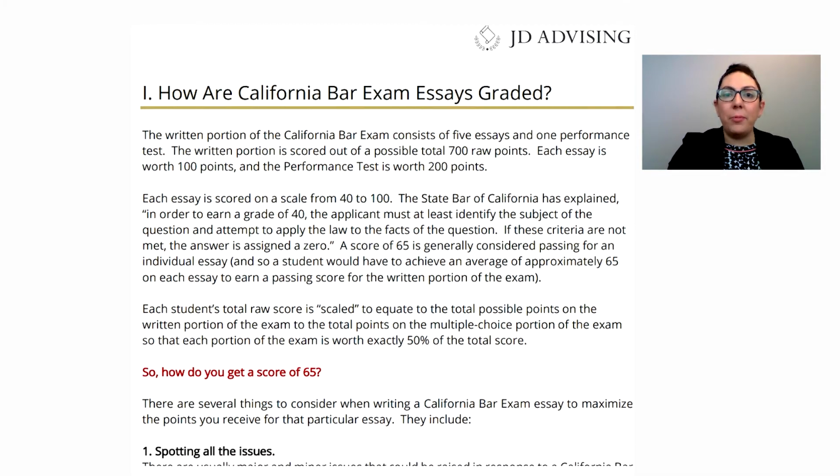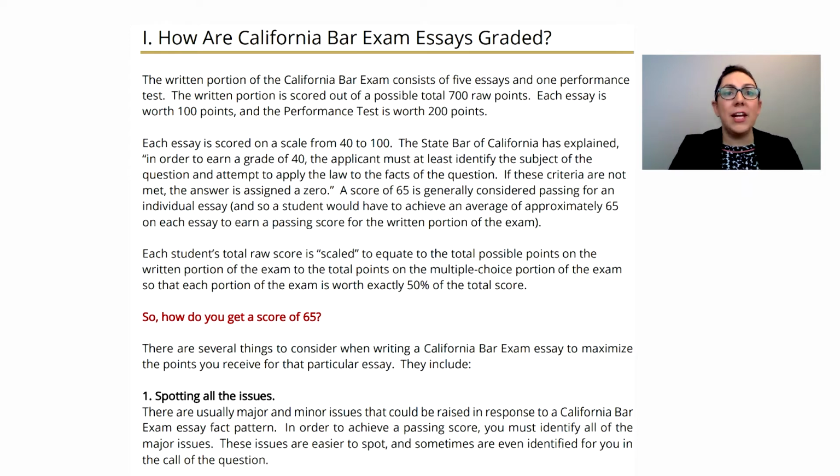Now, those 700 raw points are exactly as I said, raw points. So what they do is they take your score out of 700 and they scale it. They don't release a lot of information about how this formula happens, but they equate your 700-point raw score onto a scale that makes your essay portion of the exam equivalent to the weight of your MBE portion of the exam. California's exam is scored on a total 2,000-point scale. So really, they're equating the 700-point raw score onto a 1,000-point scale. And then the MBE portion is scored on a 1,000-point scale as well. So each portion is worth 50% of your total bar exam score.